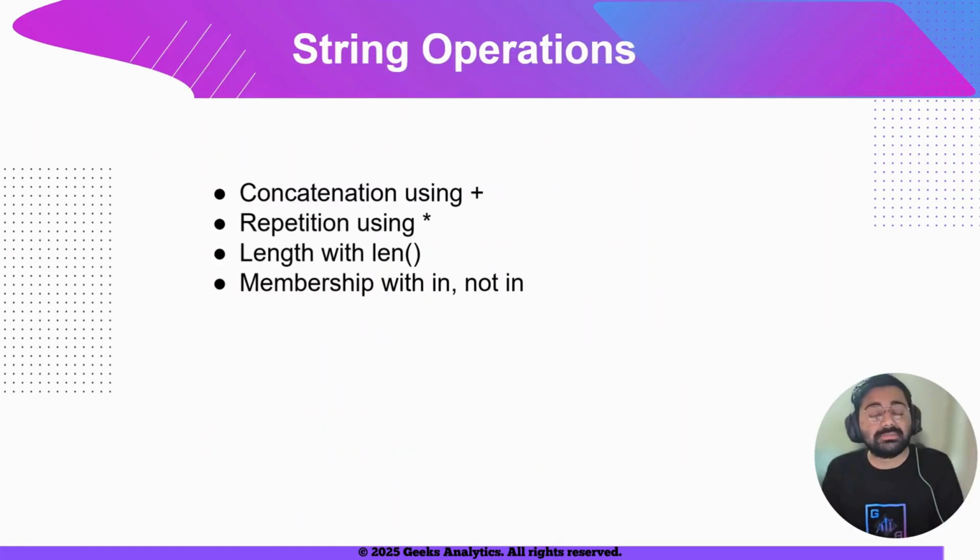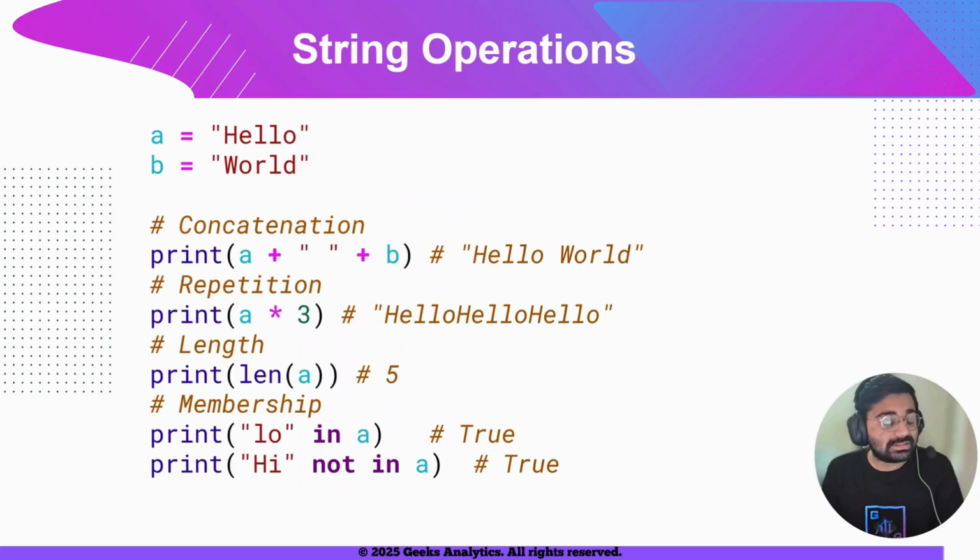Coming to certain basic string operations, like addition and multiplication, with respect to strings both addition and multiplication exist. Addition lets you concatenate and merge two different strings. To create repetitions of a particular sequence of characters, you can use the multiplication sign. To check the length, you can use the length function, and there are membership operators like in and not in. Let's check out some code.